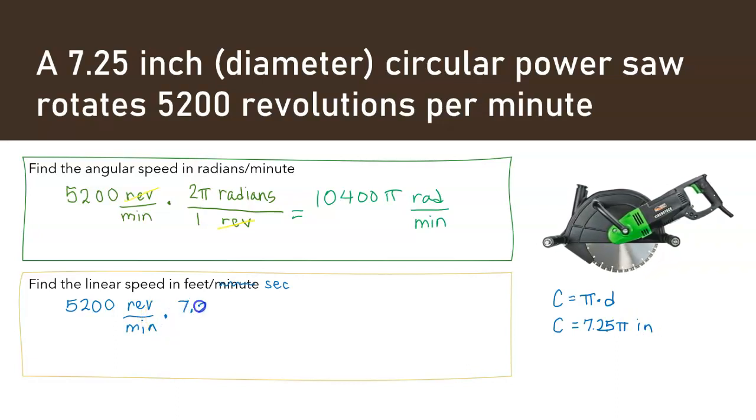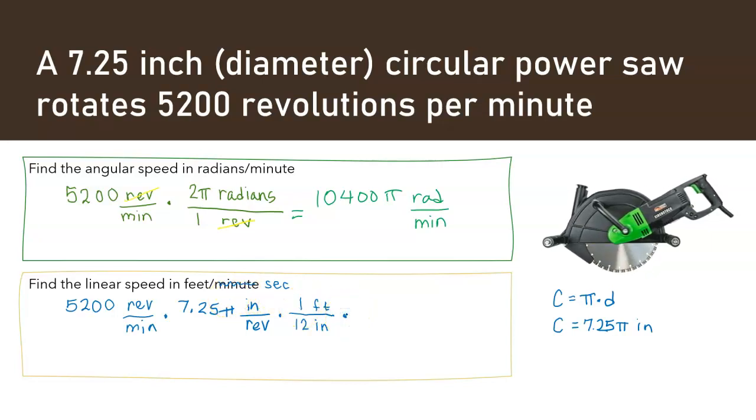So 7.25 pi inches per revolution. Now my revolutions are going to go away and I now have inches per minute, but my goal is feet per second. So I'm going to need to change my inches into feet. And I know that there are 12 inches, and I want those inches to be on the bottom, in 1 foot. So now I have feet on the top, so that's a good start.